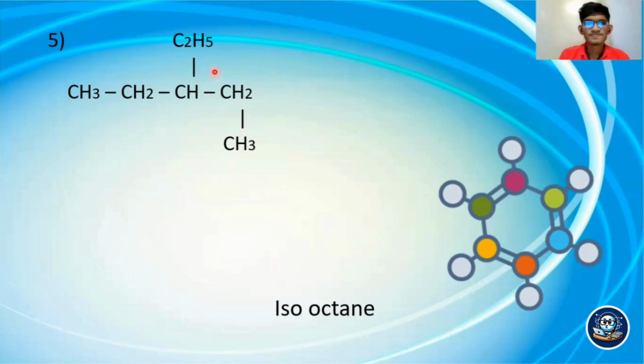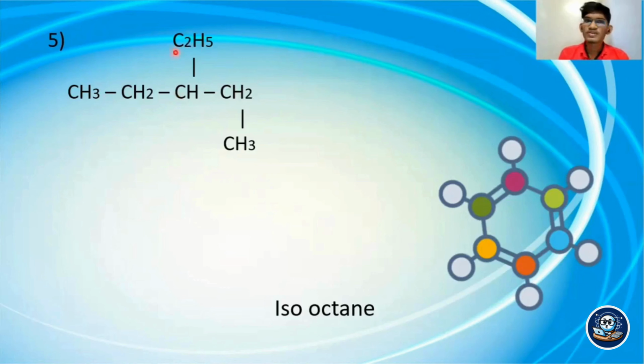Let's see the answer. So let us count the terminal points. 1, 2, 3. We have 3 terminal points. So now, if it is 3 terminal points, it is a branch chain. Okay. Now, first of all, count all the carbons and give the name of an alkane. Let us count the carbon. 1, 2, 3, 4, 5, 6, 7.